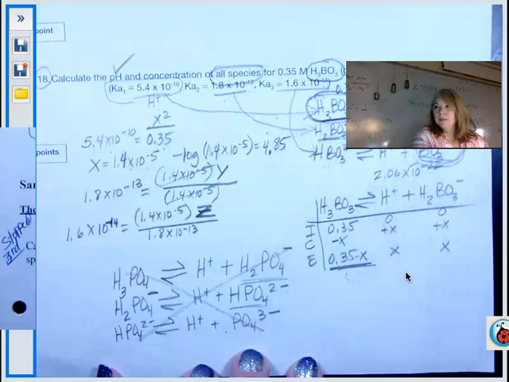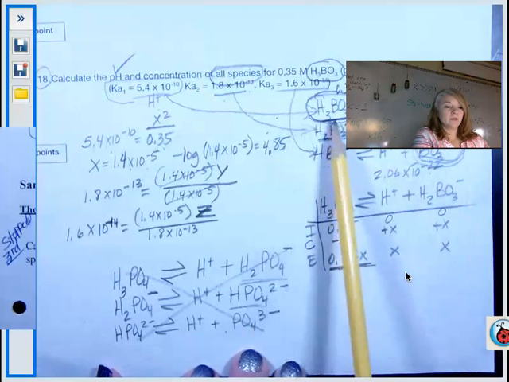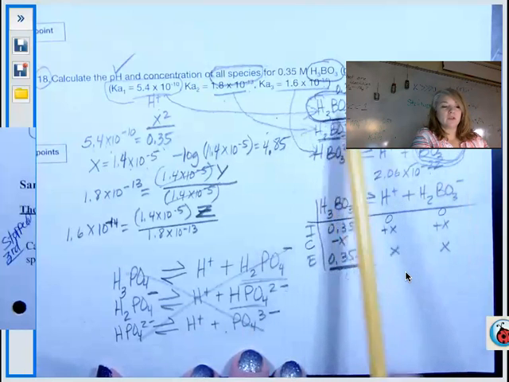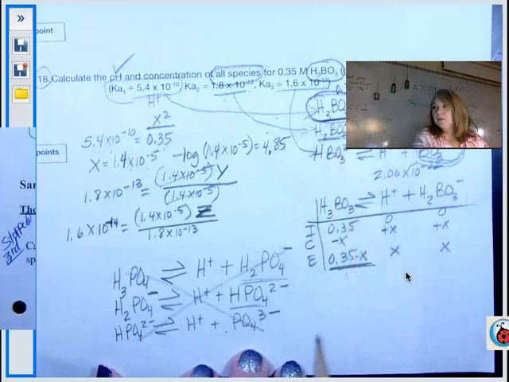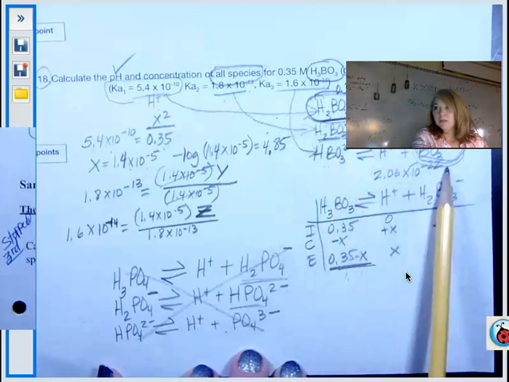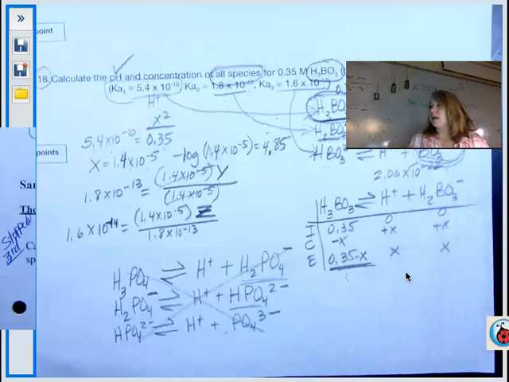Okay. So the one that you have the most of, look at your numbers, 0.35. Which one do you have the least of? The last one. Every single time, guys. The one that you have the most of is your weak acid that you start with. The one that you have the least of is after it completely ionizes all the way down, it's that last conjugate base that you write.